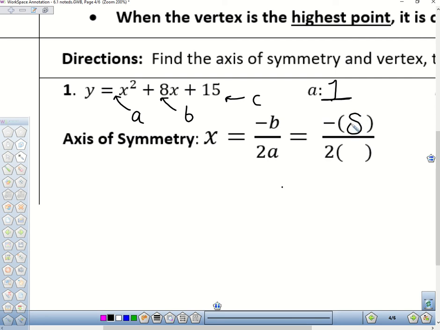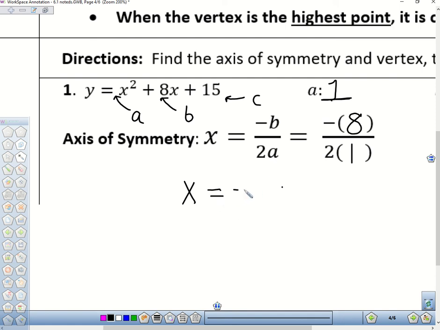over 2 times, what's your A value? 1. So if your B value is already negative and you plug it in, it's going to become positive. And if your B value is positive, it's going to become negative. So when you plug into the formula, it's always going to change sign.